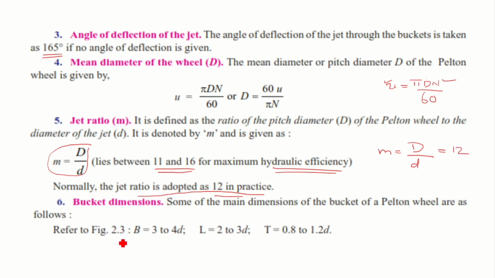So next, bucket dimensions. The bucket dimensions are given here. The various dimensions of the bucket are width, height or length, and thickness. All these terms I have already discussed in the last video. The width B is equal to 3 to 4 D, where D is the diameter of the jet. The length, or height of the bucket, is taken as 2D to 3D. You can take a value between 2D and 3D, and the thickness of the bucket is 0.8 to 1.2 D.